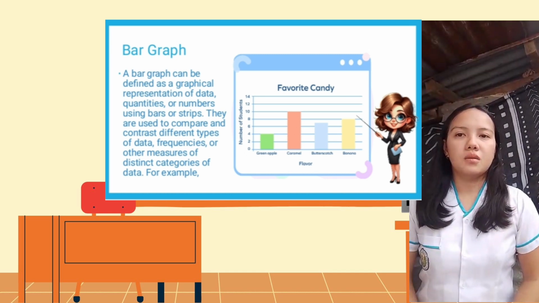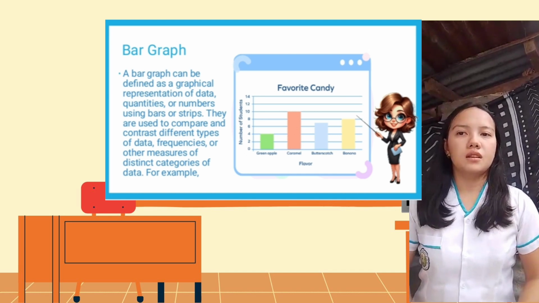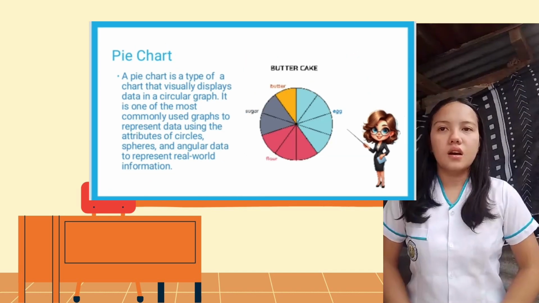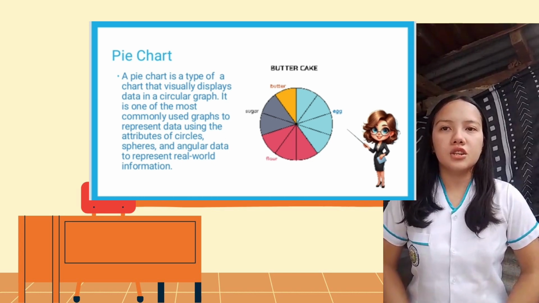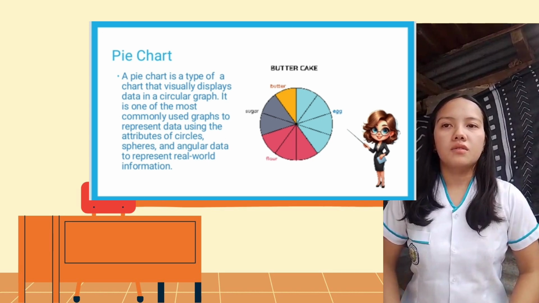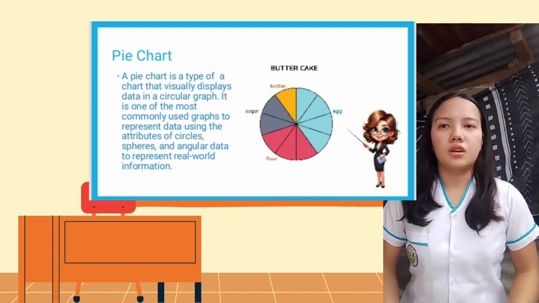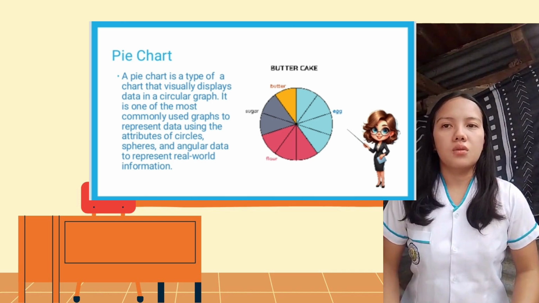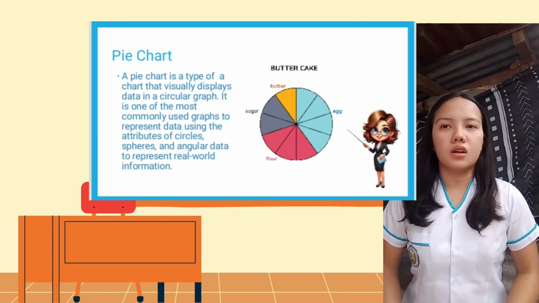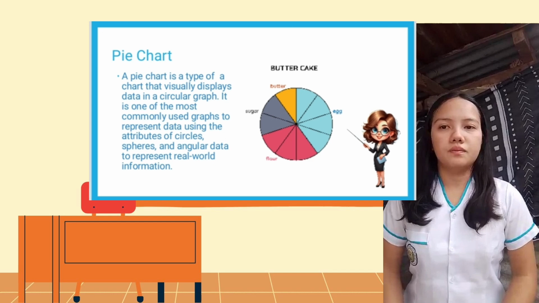Example is this graph entitled Favorite Candy. A pie chart is a circular graph that shows how different parts of a whole data set relate to each other. It's like slicing a pie into different sections where each slice represents a different category or part of the whole.